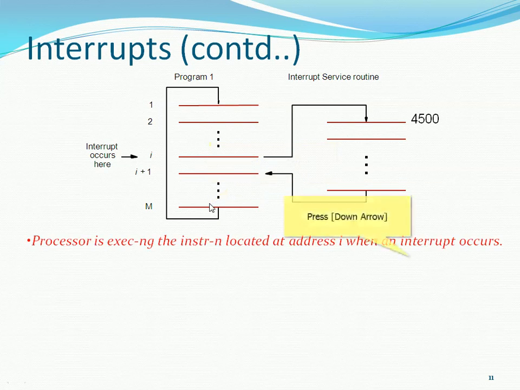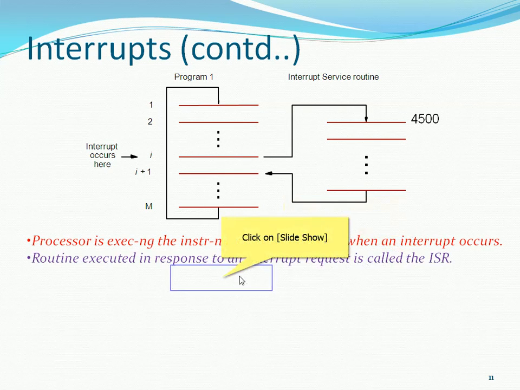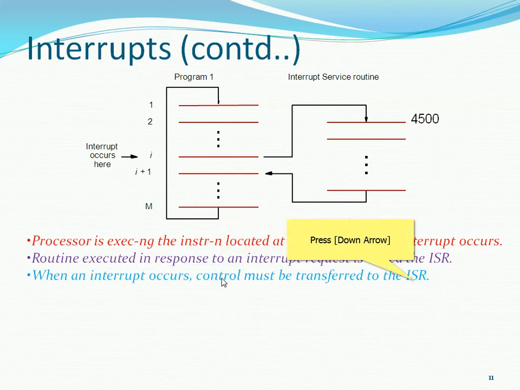Let us see some other case, where the processor is executing the instruction located at address I when an interrupt occurs, right? The routine executed in response to an interrupt request is called an ISR. So it will go to the called subroutine. For that interrupt, the interrupt service routine will be there. When an interrupt occurs, control must be transferred to the ISR.